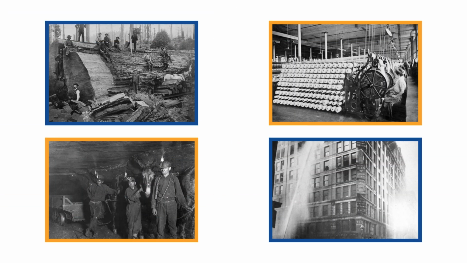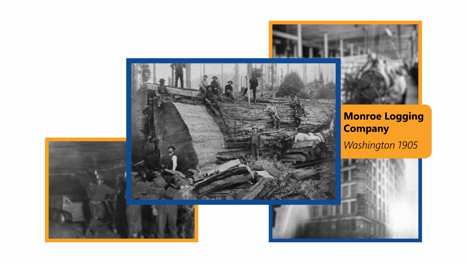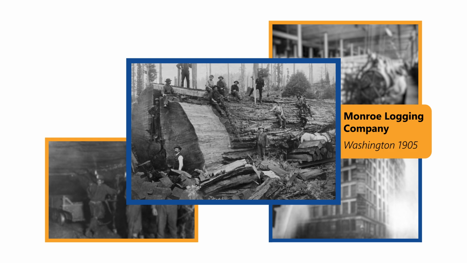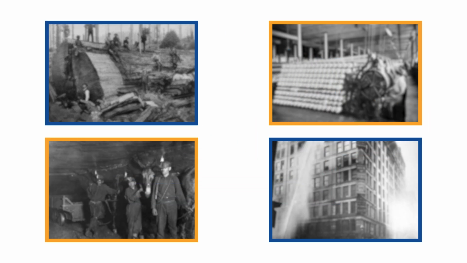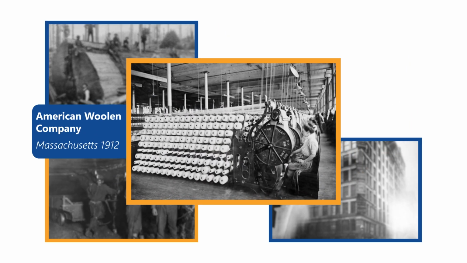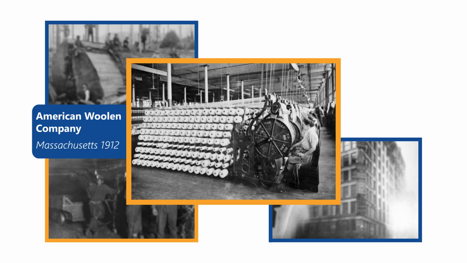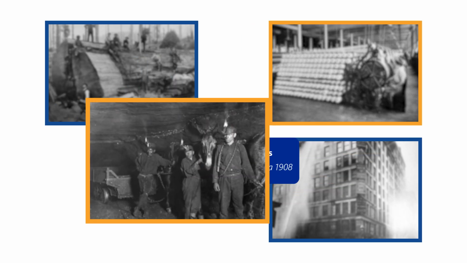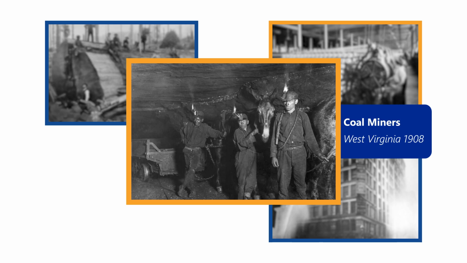Now, just to give you some visuals of what the workforce looked like back then, the first image, there's loggers working to cut down trees. They're cutting down these trees by hand. This was back in 1905 at the Monroe Logging Company in Washington. You also see the women working machines, huge machinery. This is in Boston in 1912 at the American Woolen Company. And the one that is the most mind-blowing for me is the coal miner with their mule. This was in West Virginia back in 1908.